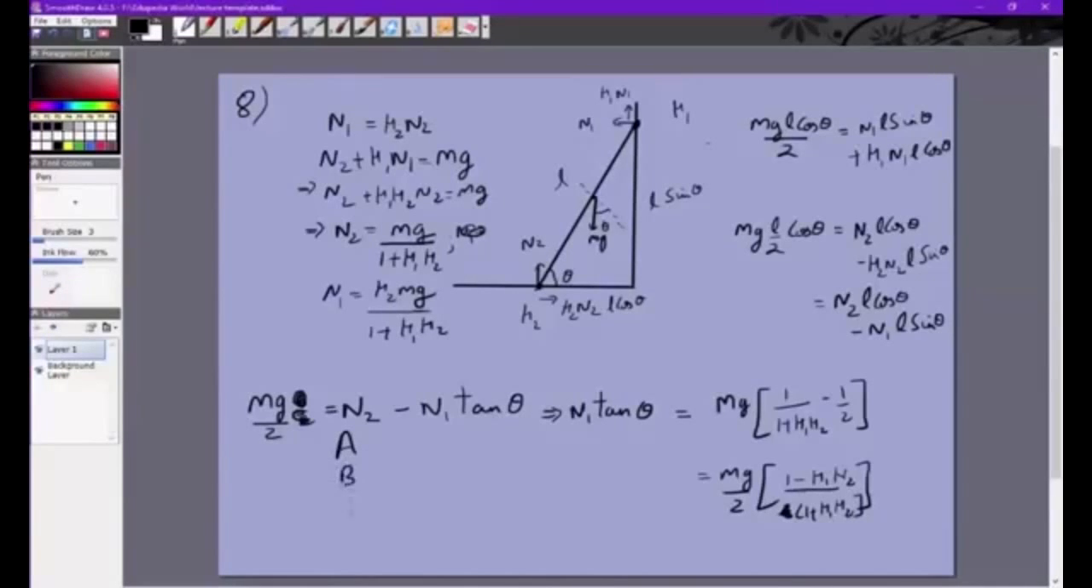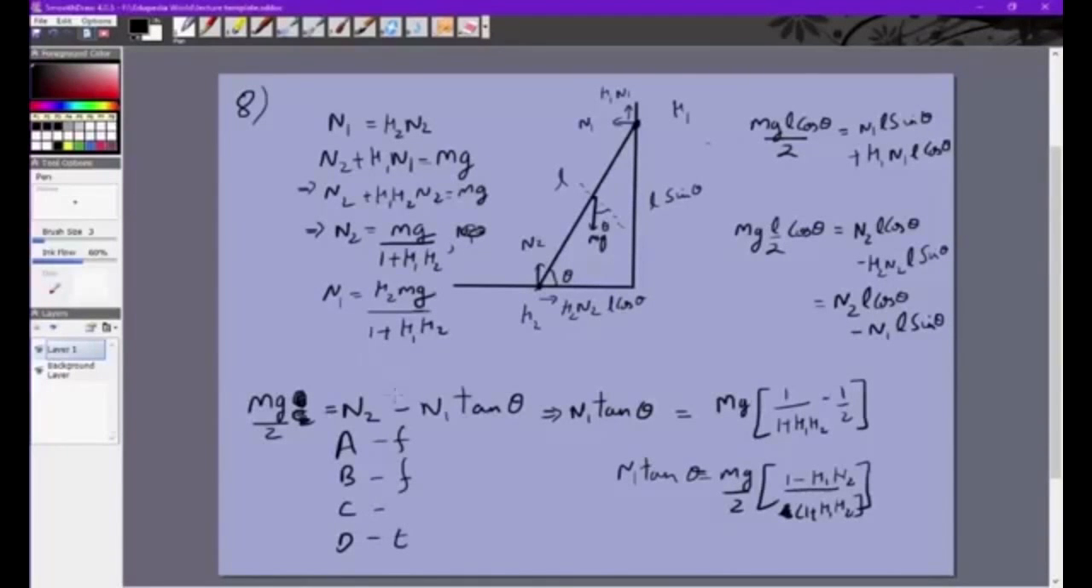Right, let's look at all the options. Option B is false. Then option A and option D suggest that mu1 is 0. So if mu1 is 0, this equation becomes just Mg by 2. So if mu1 is 0, N1 tan theta is Mg by 2. So option D is correct, and of course option A is false because N1 is not equal to N2. They differ by a factor of mu. So A is false and D is true.